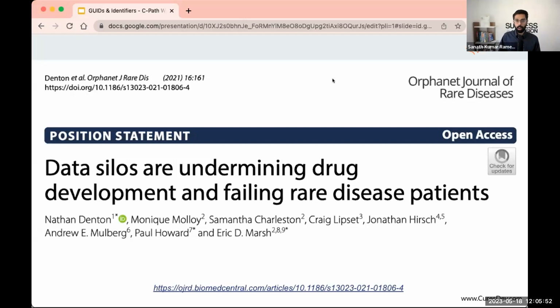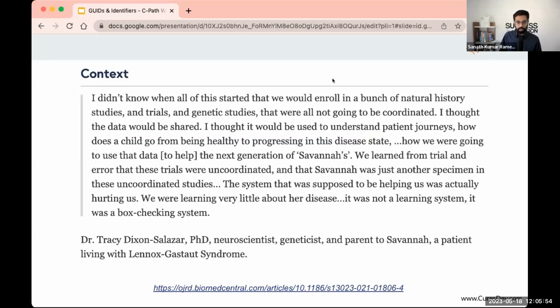To illustrate the problem further, the paper has a quote from Tracy Dixon-Salazar, who is a parent of Savannah, who has Lennox-Gastaut syndrome. I won't read the whole quote here, but I would highly recommend you all read this paper once or twice, or even thrice, because there are a lot of deep insights that are being shared that highlight the problem of data silos.